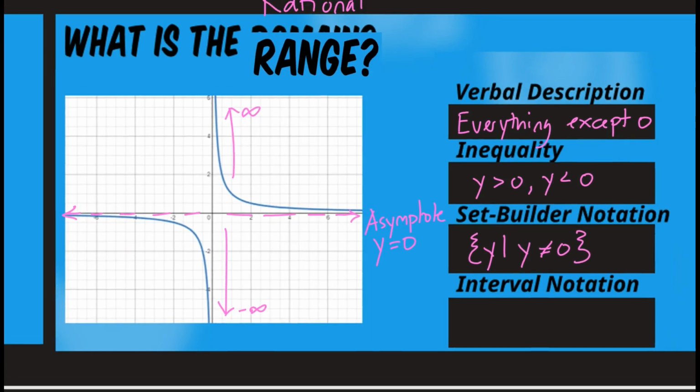Interval notation, remember interval is least to greatest, so our lowest y value is negative infinity, and we keep going up until we hit 0. We can't be 0, so you put a parenthesis, and we start back up at 0, and we keep going up. So we're going up, stopping at 0, and then starting back up at 0, and going all the way up to infinity.